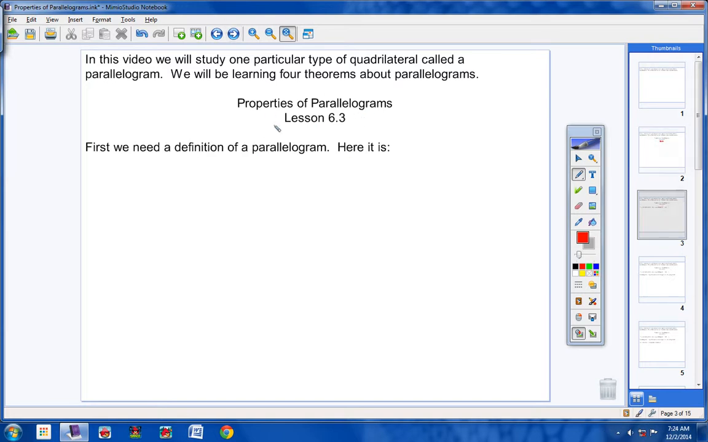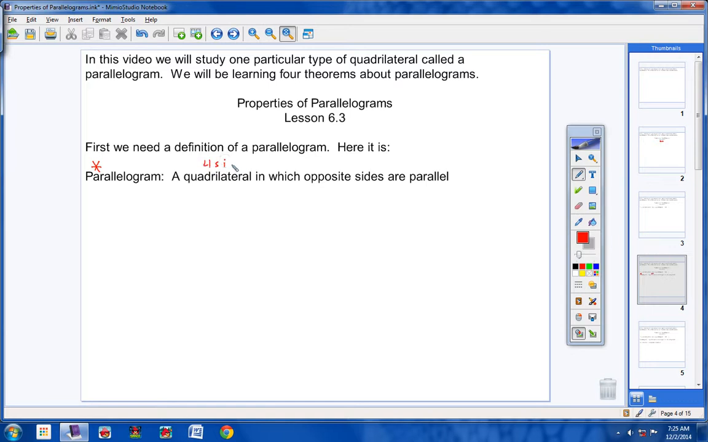Alright, let's continue on. Now, first, before we get started, we need a definition of a parallelogram, okay? So here it is. A parallelogram is, please write this down, you're responsible for this information right here. A parallelogram is a quadrilateral in which opposite sides are parallel. Pretty simple, okay? So we know that we'll have a four-sided figure because a quadrilateral is a four-sided figure and the opposite sides are parallel.